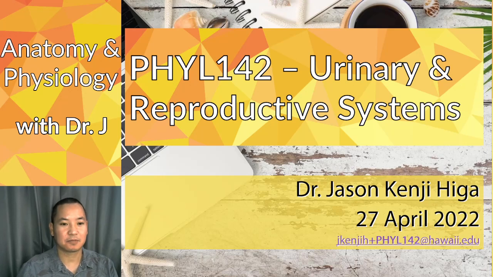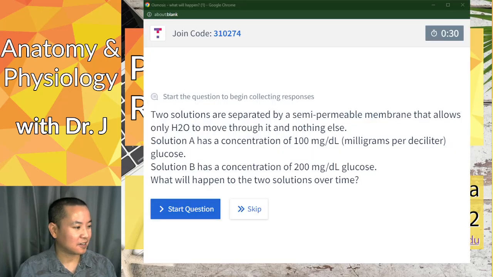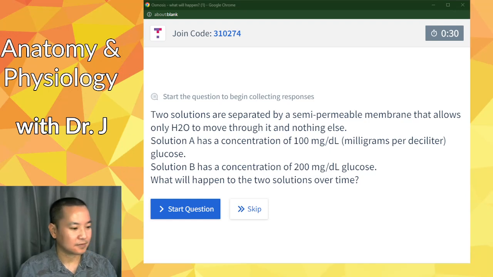I'm going to start with some warm-up questions that will help you hopefully understand the nephron, especially since we're getting to the nephron loop or loop of Henle. You have to understand osmosis to understand that. So let's start off with a throwback to osmosis. This was from last semester, but it's a critical concept in understanding the nephron.